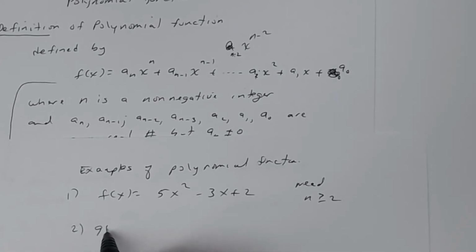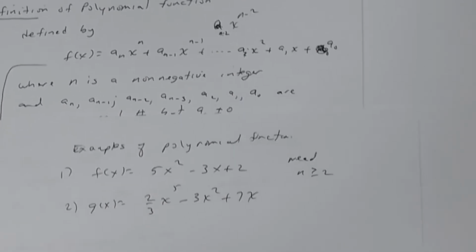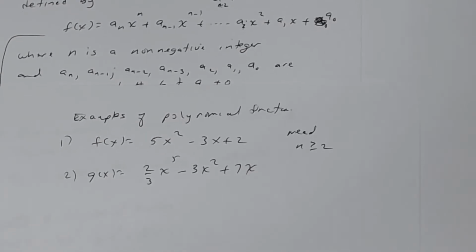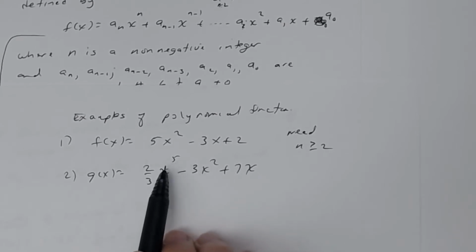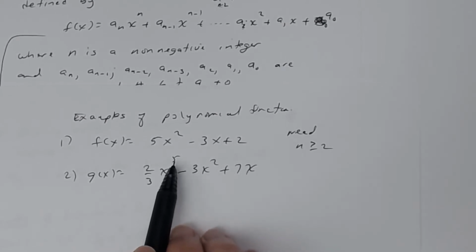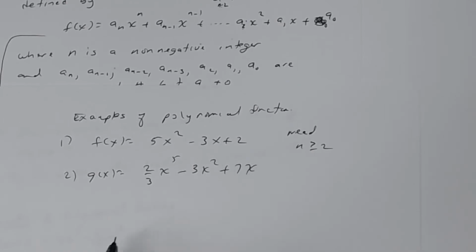Number 2, g of x equal 2/3 x to the 5th minus 3x squared plus 7x. All right, so here's another example of a polynomial function. The leading term, the largest, I have the leading term listed first. That's the one with the largest degree. So it's 5. This degree, this exponent is 2. This exponent is 1. Notice I don't have a constant. You don't have to have a constant. And all the coefficients are real numbers.